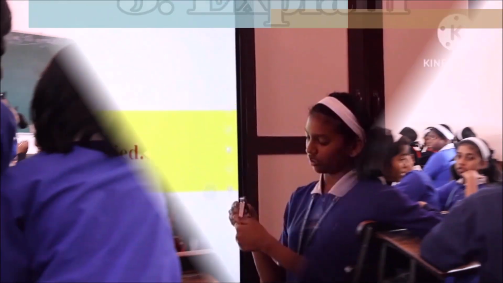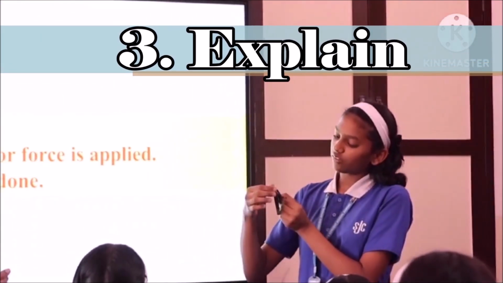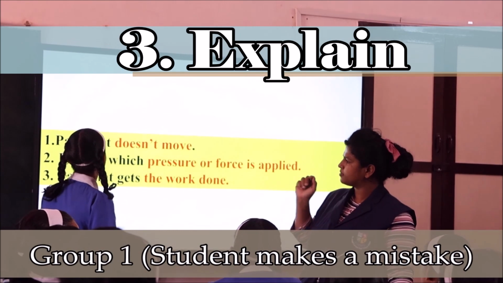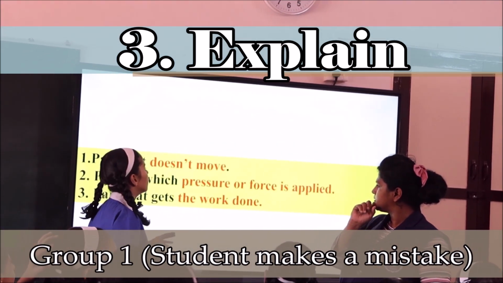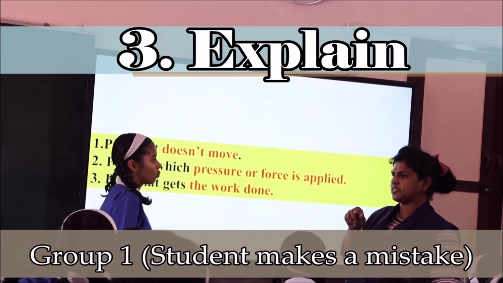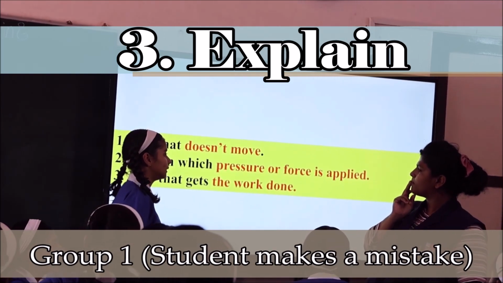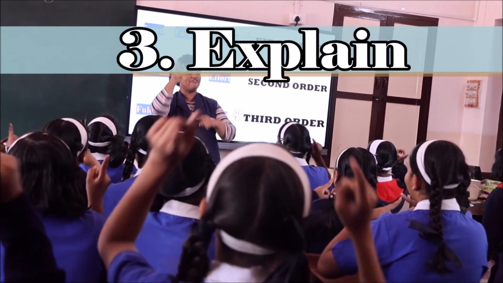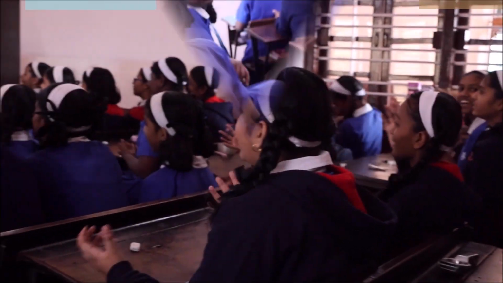Next is explain. Now this is where the children come out and tell about what they have explored and what their observation is all about. And once they have finished that, if the teacher feels that they have not observed in the right way, she is going to use the scaffolding method to get them on the right track. Also, she's going to use some way to explain in brief about the concept.